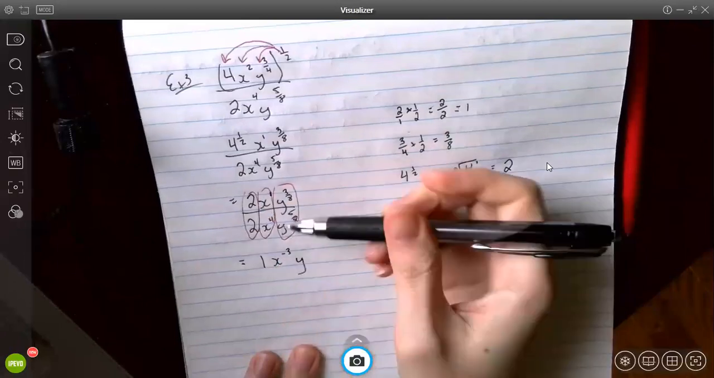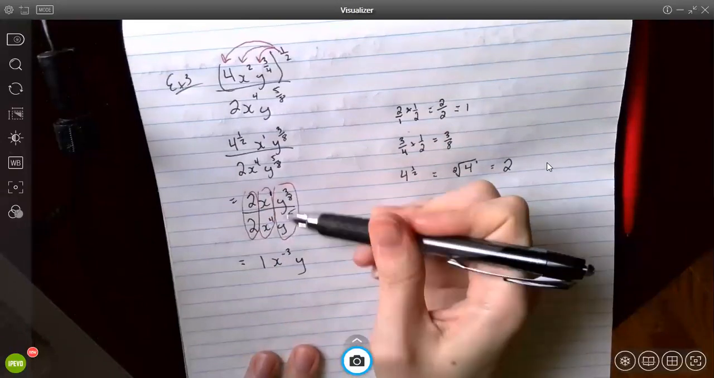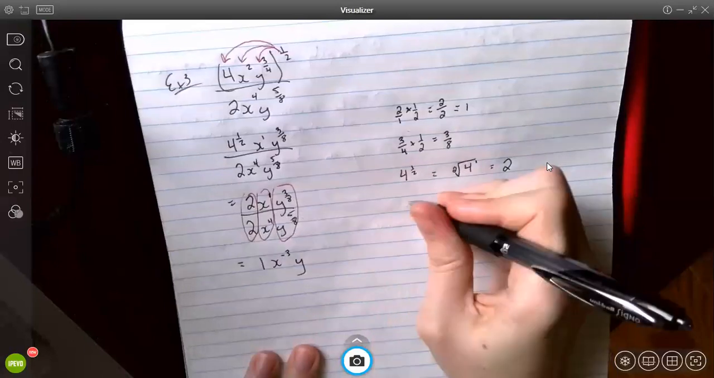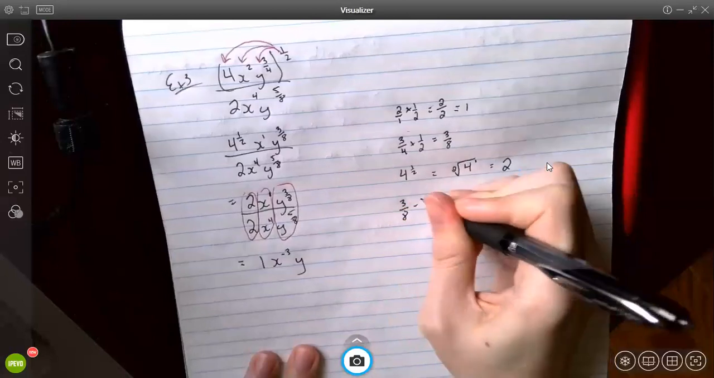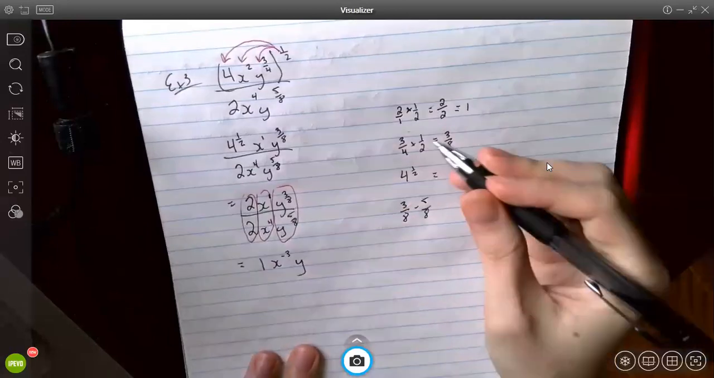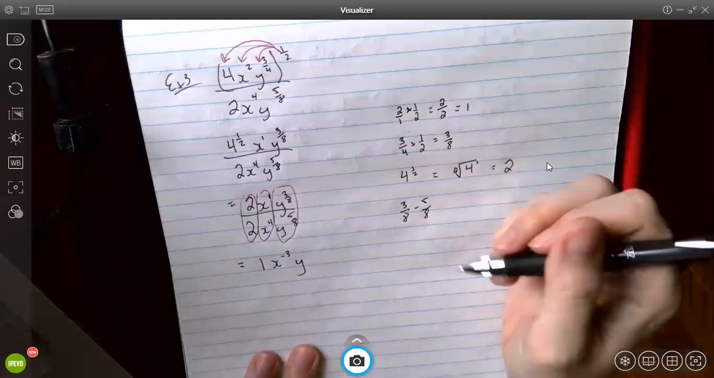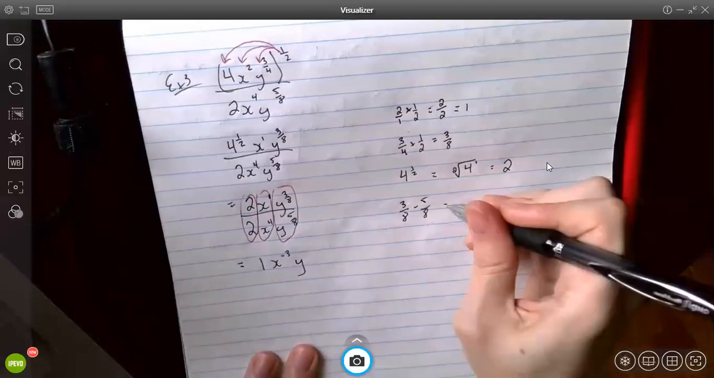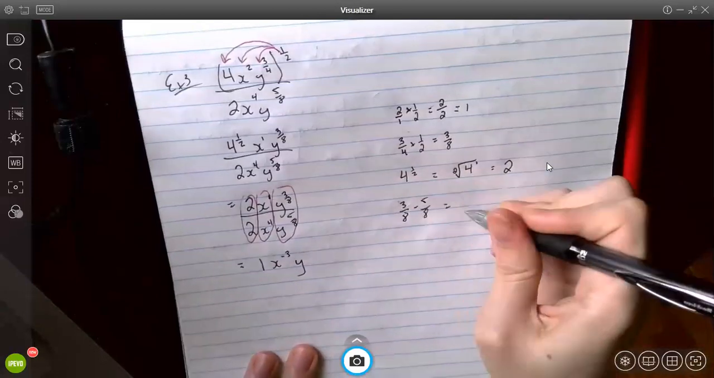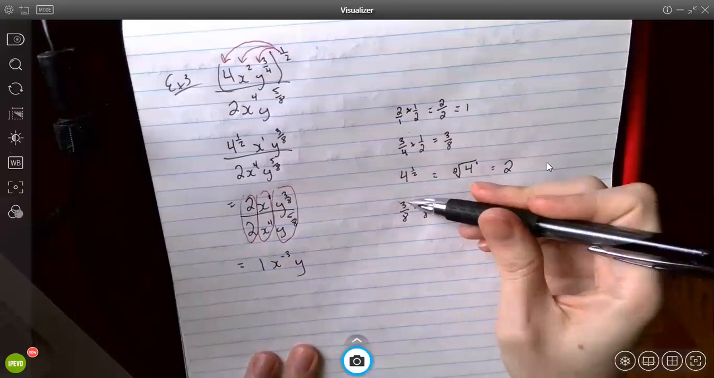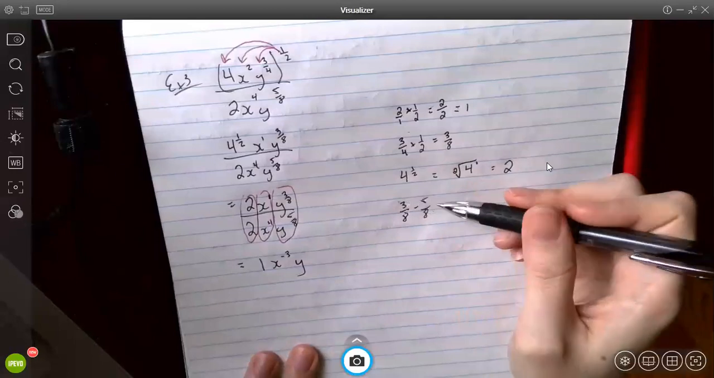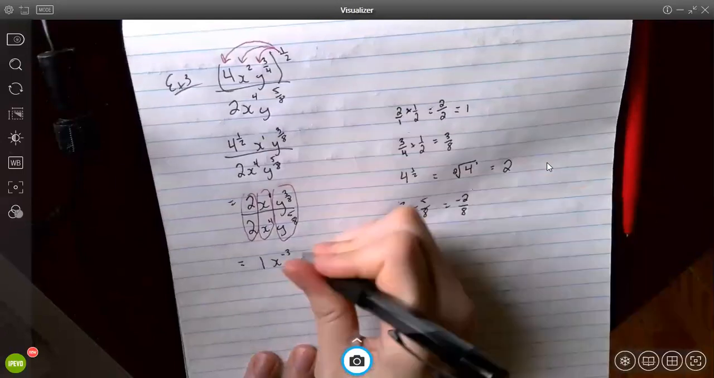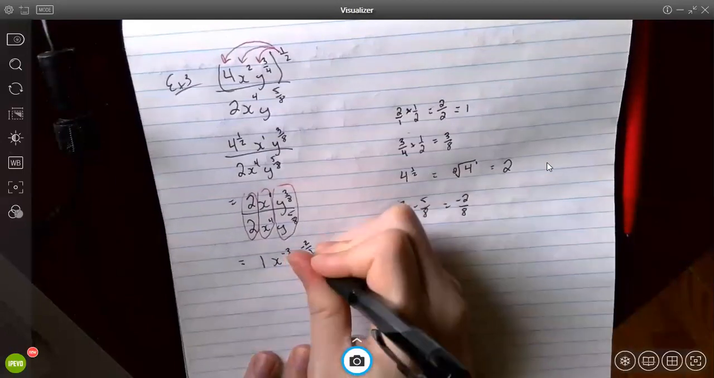And then my y, again, when I'm dividing, I'm going to keep my base and then subtract 3/8 minus 5/8. Again, I'm going to go do my fractions off to the side. When you're subtracting, you do need a common denominator, but I already have one. And then I subtract across the top and the bottom stays the same. So 3 take away 5 is going to be -2. So I have y to the power of -2/8.